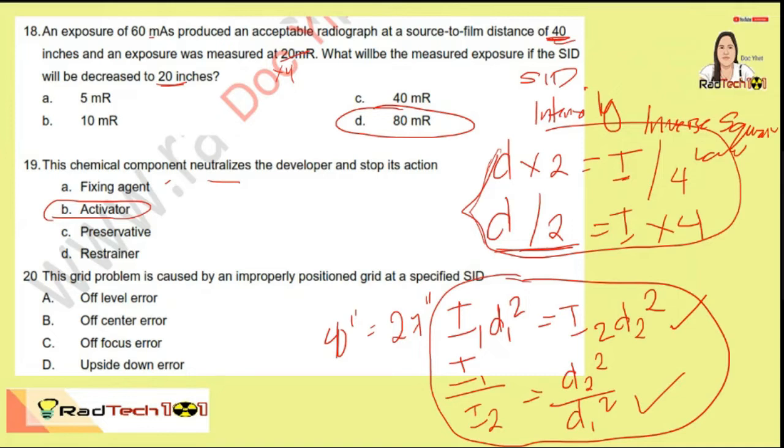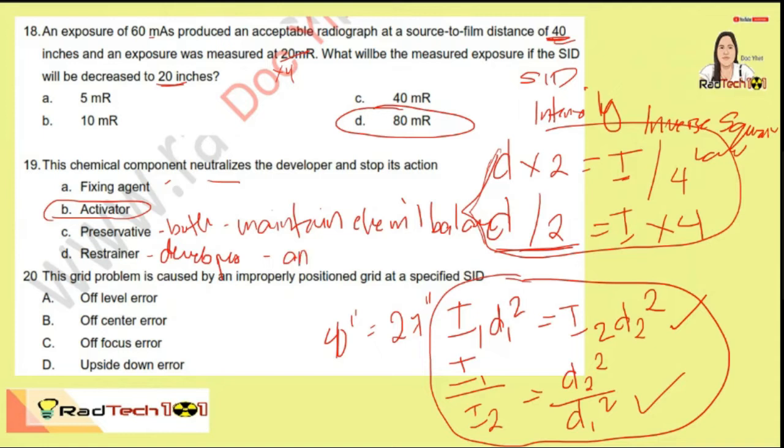And the restrainer which can only be found sa developer. So ito both, meron siya sa fixer at saka sa developer to maintain chemical balance. While restrainer, makikita lang siya sa developer. Ang purpose ng restrainer is to act as an anti-fog agent. So, yung ating anti-fog agent, yung ating restrainer is the potassium bromide.